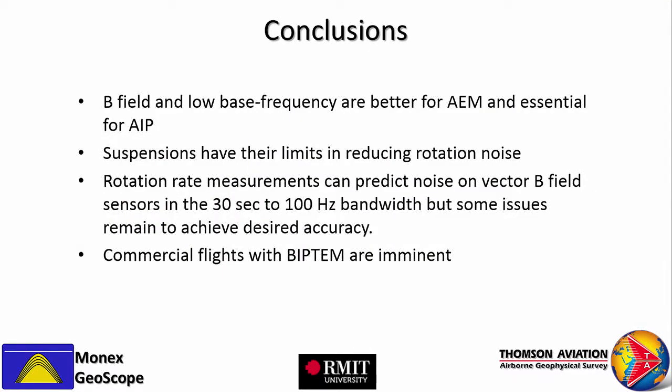Conclusions. We can see that we're going well at measuring our B field. We've got our low frequency data. It's going to be better for the airborne EM, irrespective of whether there's IP or not. Lower frequencies, deeper penetration. Yeah, that will do me. Thank you.